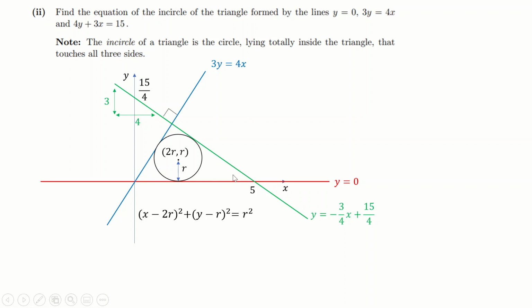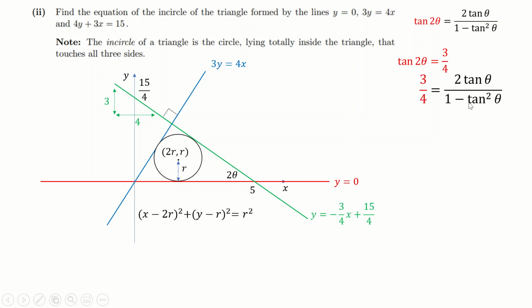Right? So let's call this angle down here 2 theta this time. And now I can say, well, according to the tan rule, tan of 2 theta is 3 over 4, because this line rises 3 every 4 that it runs across. So tan of 2 theta is 3 over 4 on this line. Okay, well, using this rule, again, for the second time, I think I can put in 3/4 into here and try and solve for tan theta.